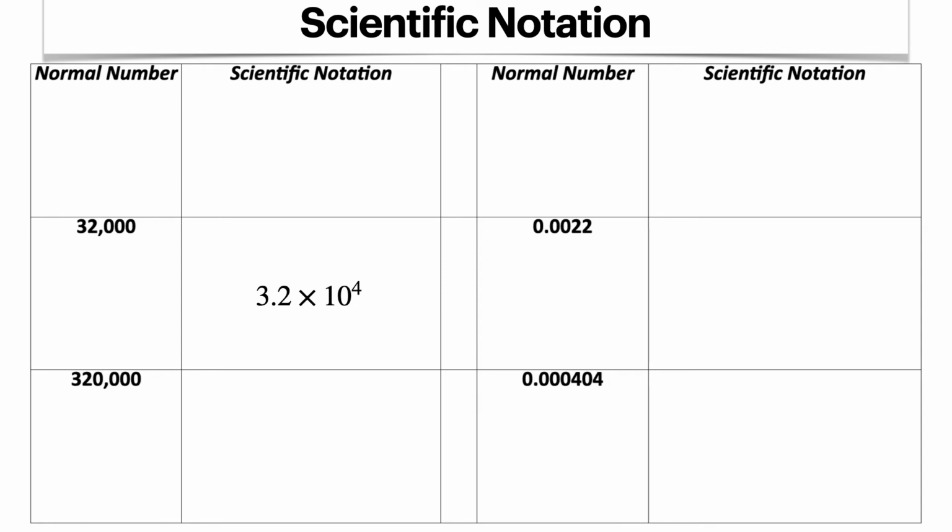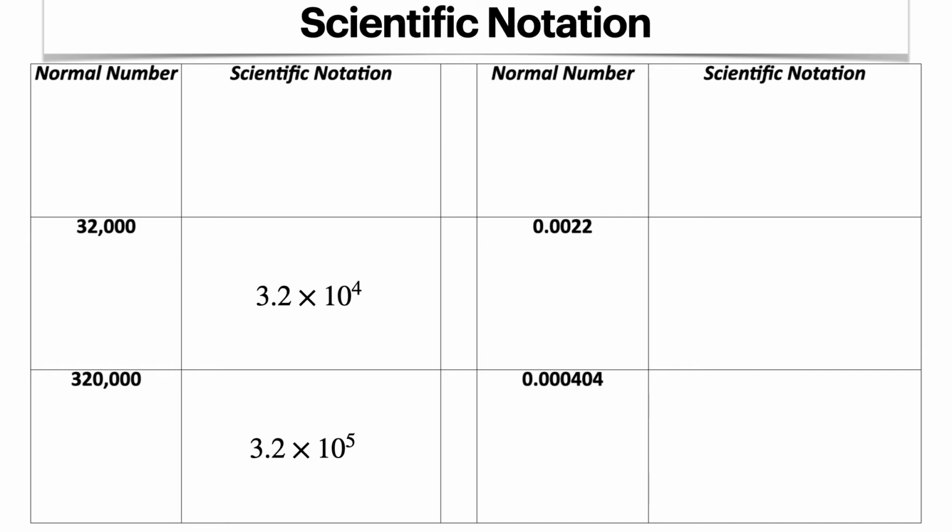The next one I want to do is 320,000. This is going to be 3.2 times 10 to the fifth. Again, we only have one number left of the decimal place. So we have 3.2 again, but that will be 5 places we move the decimal place. So I need times 10 to the fifth.